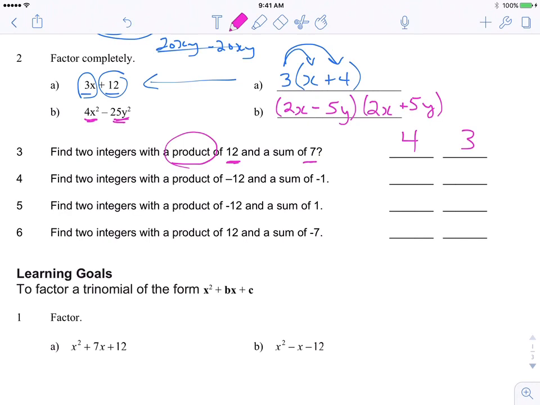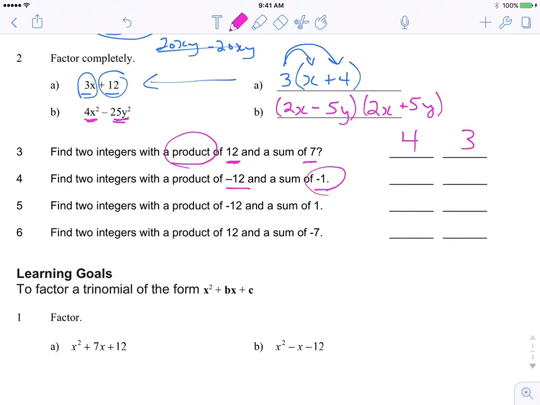Two integers with a product of negative 12 and add up to negative 1. In this case, our numbers are still 4 and 3. If I need to multiply to get negative 12, then either the 4 has to be negative or the 3 has to be negative, and the other one has to be positive. So one has to be negative, one has to be positive for me to have a product of negative 12, because as you know, negative times positive is negative. But their sum must equal negative 1.